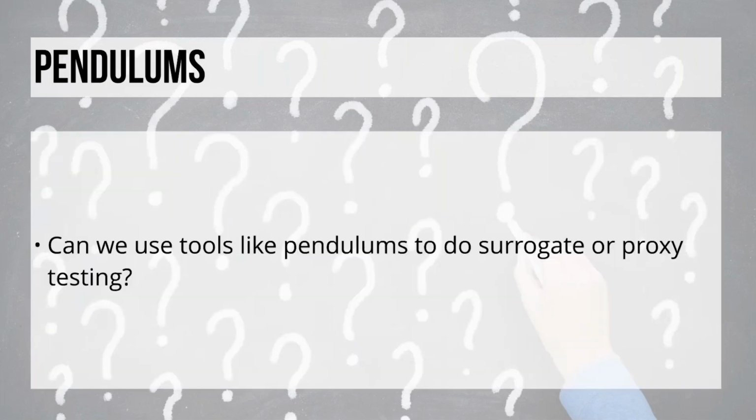So here's a question. Can we use tools like pendulums to do surrogate or proxy testing? And the answer is yes, absolutely, you can. Pendulums, or really any form of dowsing tool, can be used. So that's a great question.